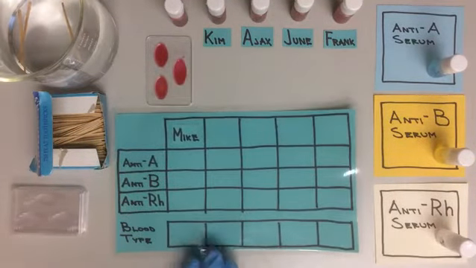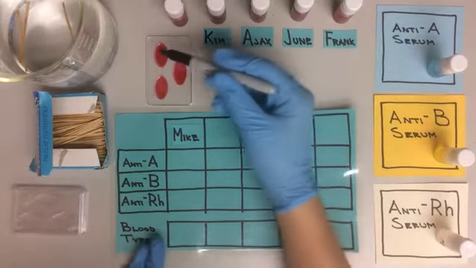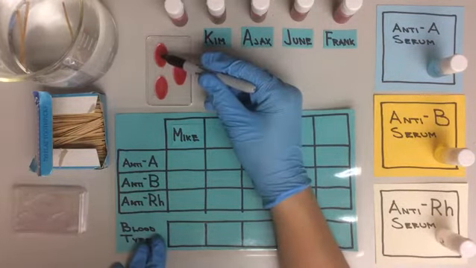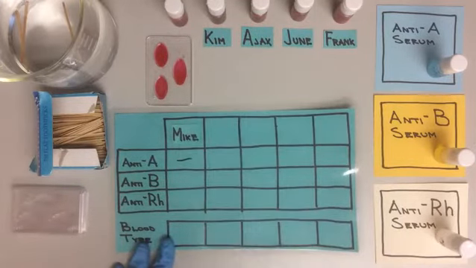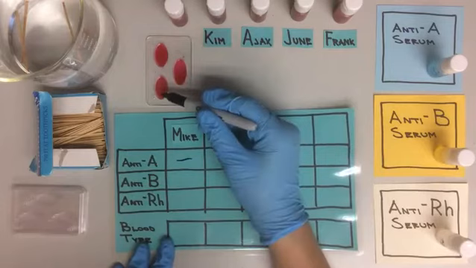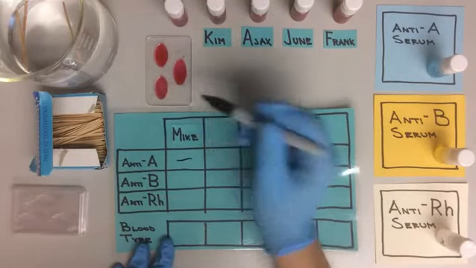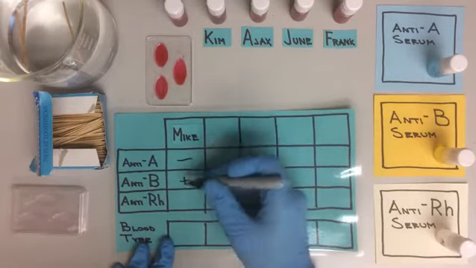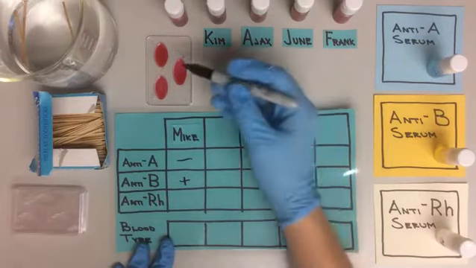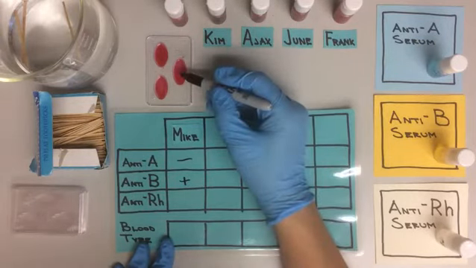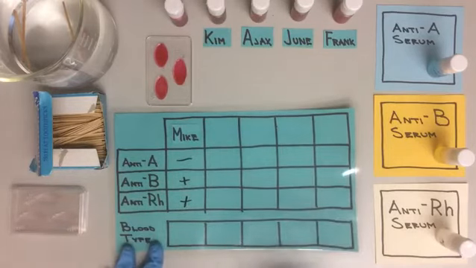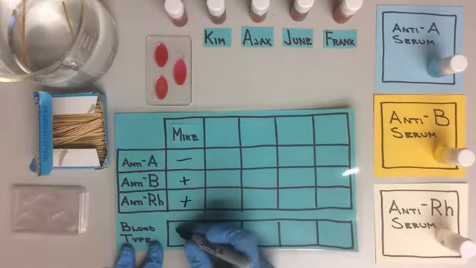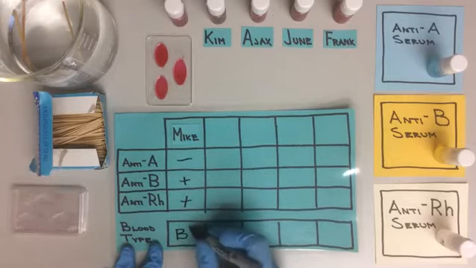So for Mike, there was no reaction for anti-A. There was a reaction, agglutination, for anti-B. And there was a reaction for Rh. Therefore, Mike has to be blood type B positive.